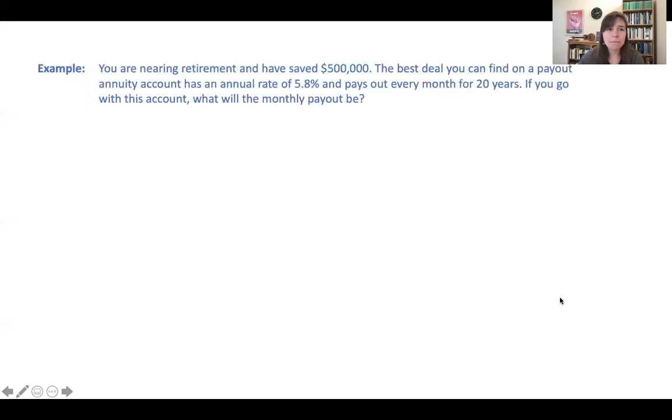Okay, let's do an example. Suppose you are nearing retirement and that you've saved $500,000. And the best deal you can find on a payout annuity account has an annual rate of 5.8% and pays out every month for 20 years. So if you go with this account, what will your monthly payout be?